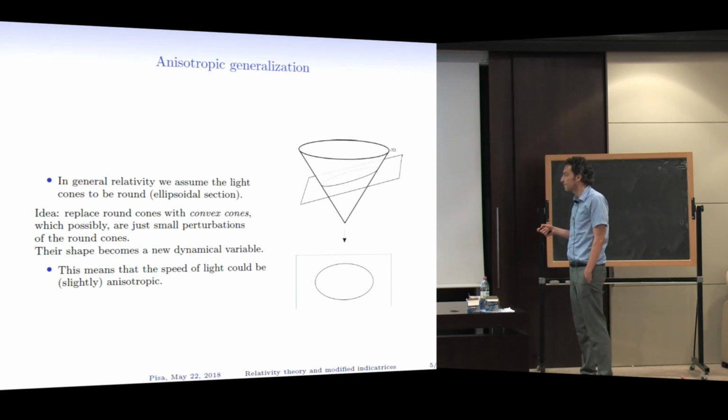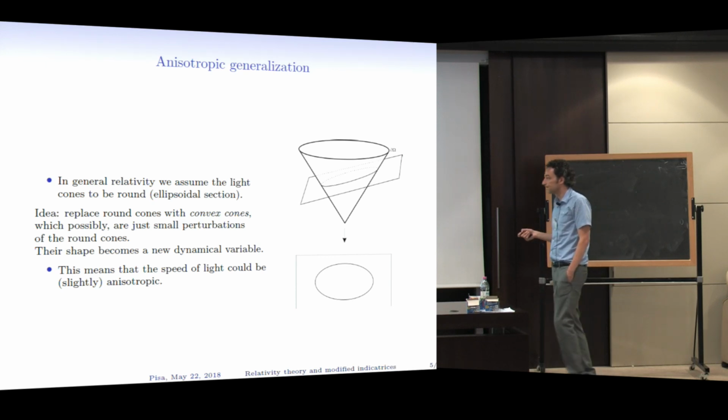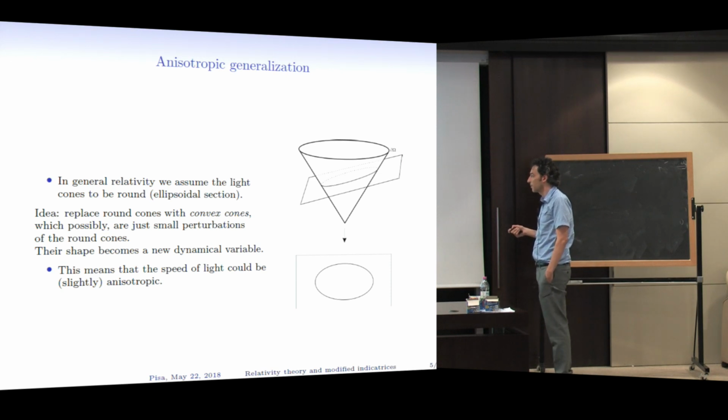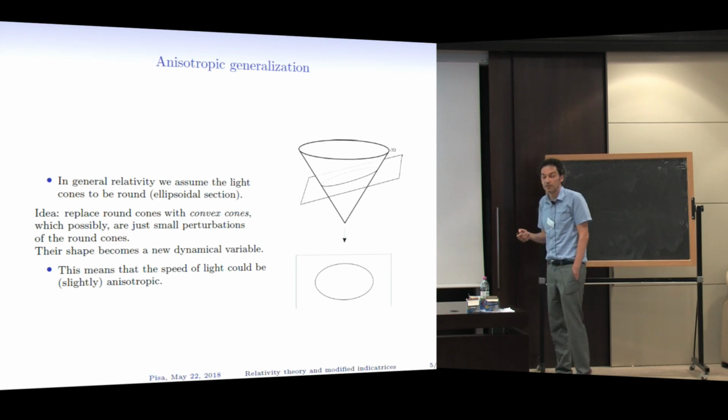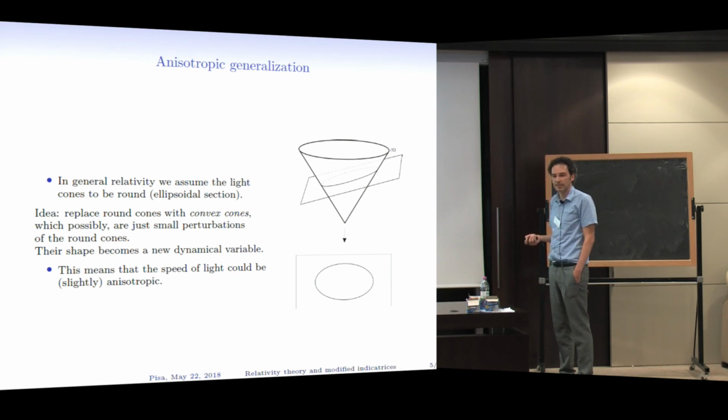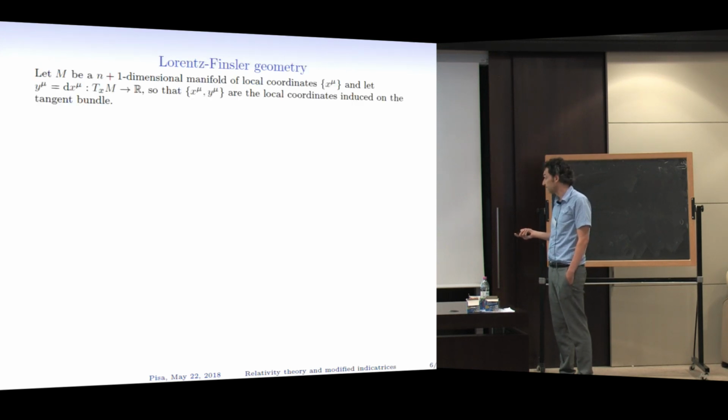In an anisotropic generalization, we first observe that in general relativity we assume the cones to be round, which means that the intersection with respect to a hyperplane gives you an ellipsoid. So the idea is to replace round cones with convex cones, which possibly are just small perturbations of the round cones. So the shape of the cones is going to be a new dynamical object. This means that the speed of light could be slightly, in some cases, anisotropic.